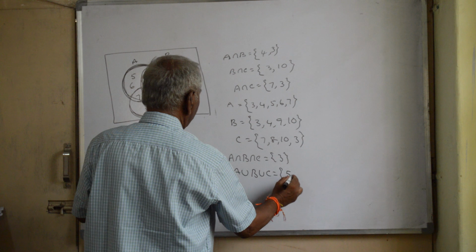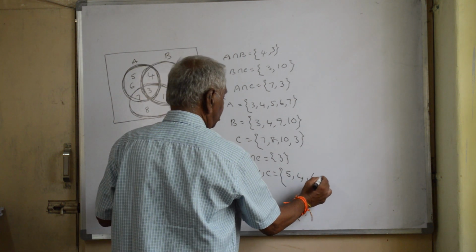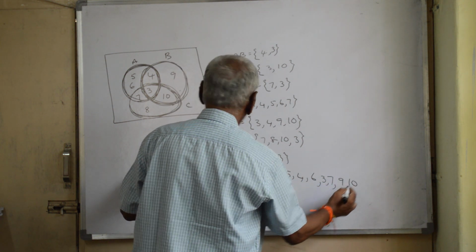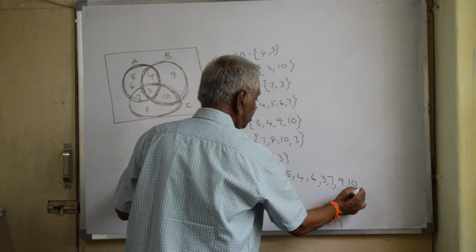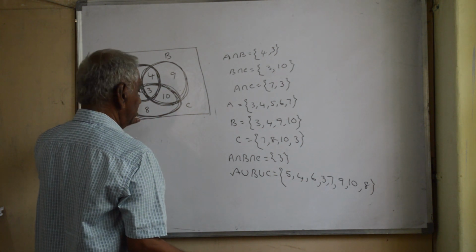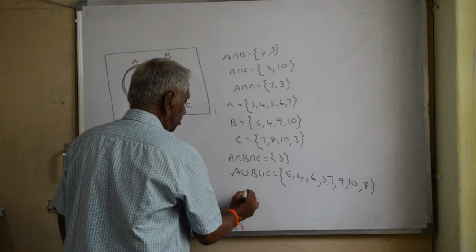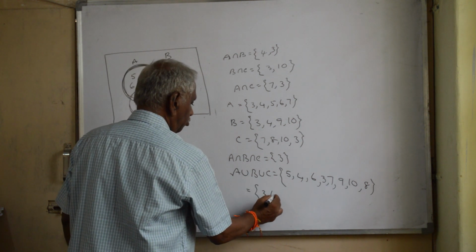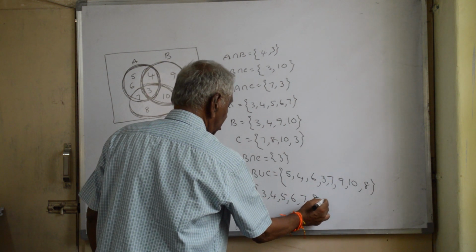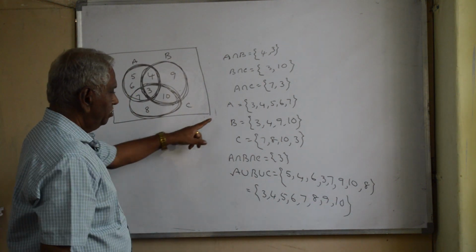A union B union C is 5, 4, 6, 3, 7, 9, 10, 8. So we can write them in order: 3, 4, 5, 6, 7, 8, 9, 10. Let us verify.